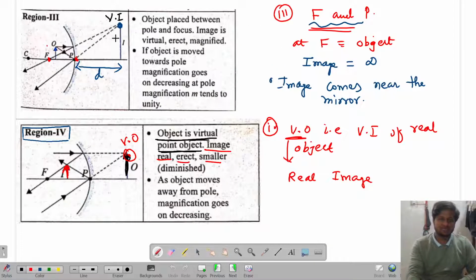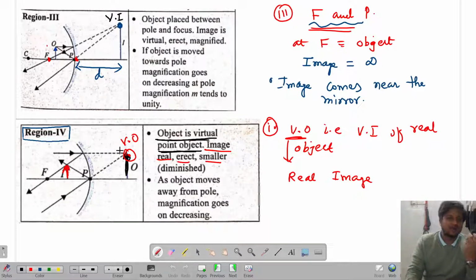Every virtual image can be treated as a virtual object, and it will form one real image on the other side of the mirror. Means any virtual image can be treated like a virtual object, and for it we can form a real image on the other side of the mirror, and that image will actually be a real image. Got it or not?